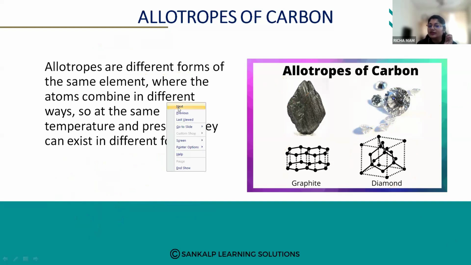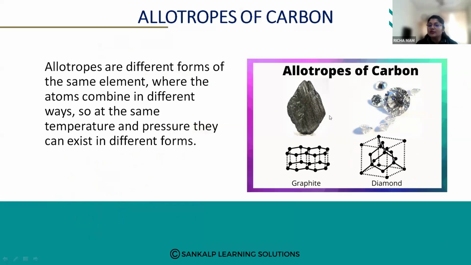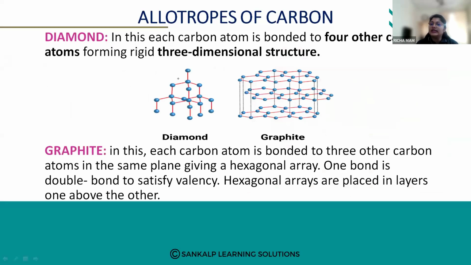So what do you mean by allotropes? Very important. And what are the different types of allotropes of carbon? Allotropes are the different forms of the same element, where the atoms combine in different ways. The allotropes of carbon are: first the diamond, second the graphite, and third the fullerene. Let us discuss each allotrope.